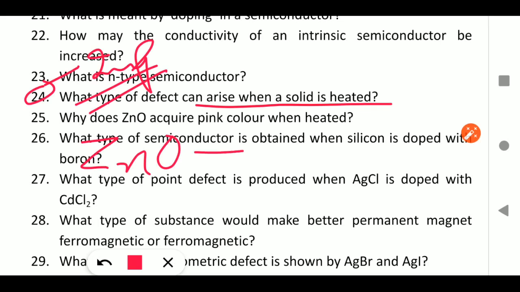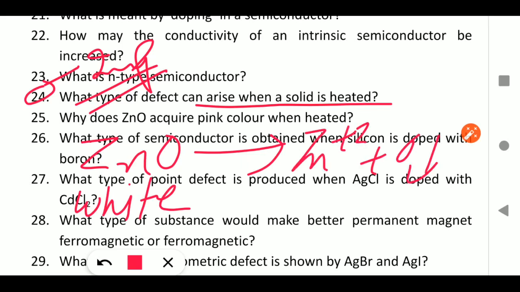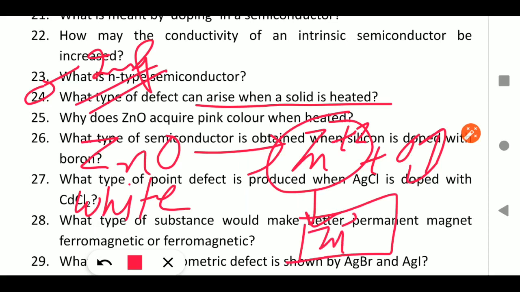For example, zinc oxide, ZnO, is white in color. When you heat it, what will happen? Zn2+ and oxygen will go outside, but zinc will be trapped in the interstitial site. So the answer is metal excess defect due to extra cation, and this Zn2+ will be balanced by 2 electrons, and these 2 electrons are face centered.